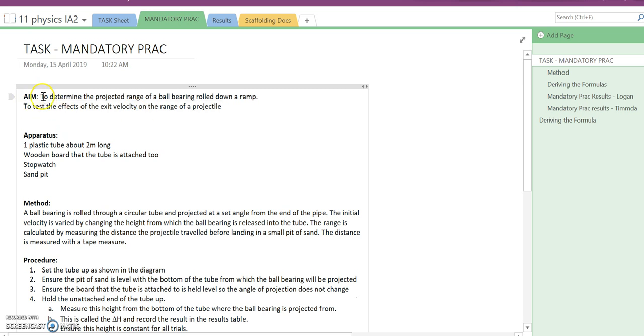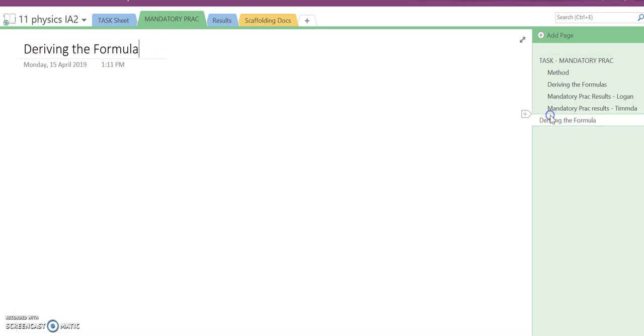So if you remember, I gave you an aim to determine the projected range of a ball bearing rolled down a ramp. We might change that to test the effects of the exit velocity on the range of a projectile. Why is this important? Well, knowing what variable you're looking at will actually determine what formula you want to use, and also then what you're going to rearrange the formula into to calculate for the variable that you're interested in. So let's go and have a look at deriving the formula.